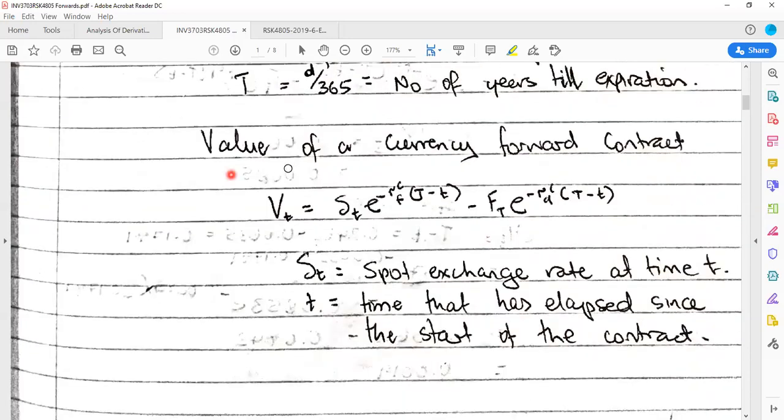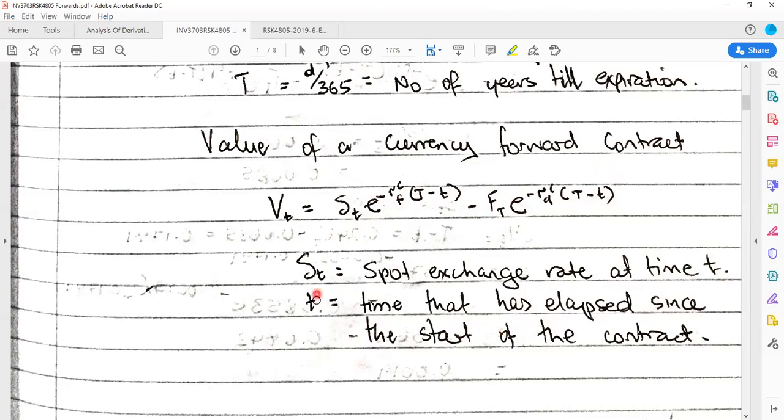And then at the same time, to determine the value of a currency forward contract, if you have continuous rates, you say ST multiplied by the exponential of minus RFC, open bracket T minus small t, minus FT. This is the forward price you will have calculated before, exponential minus RD, open bracket T minus t. Okay. So ST would be the spot exchange rate at time t if you're determining the value of the contract at time t. And small letter t is the time that has elapsed since the start of the contract.